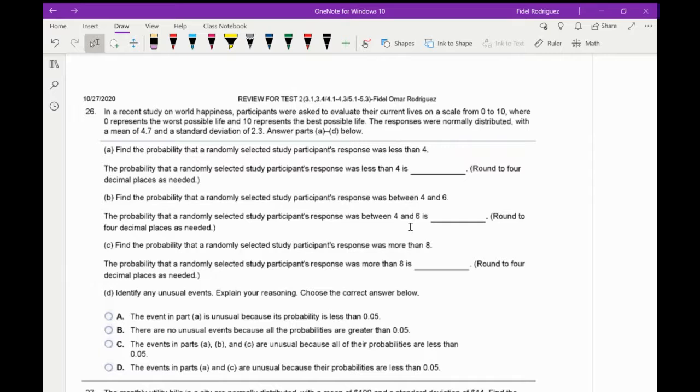Okay, so let's see, guys. I'm back here. Let's see if we can do part A, and we'll see if we can set this up. It says, in a recent study on world happiness, participants were asked to evaluate their current lives on a scale from 0 to 10, where 0 represents the worst possible life and 10 represents the best possible life. The responses were normally distributed, with a mean of 4.7 and a standard deviation of 2.3. Okay, so first thing I'm going to do here, we know that our mu is 4.7 and our standard deviation is 2.3.